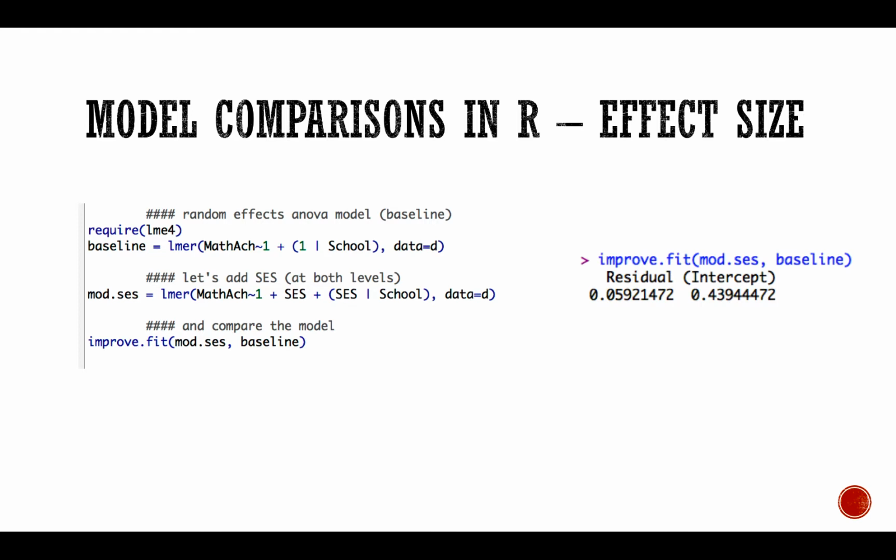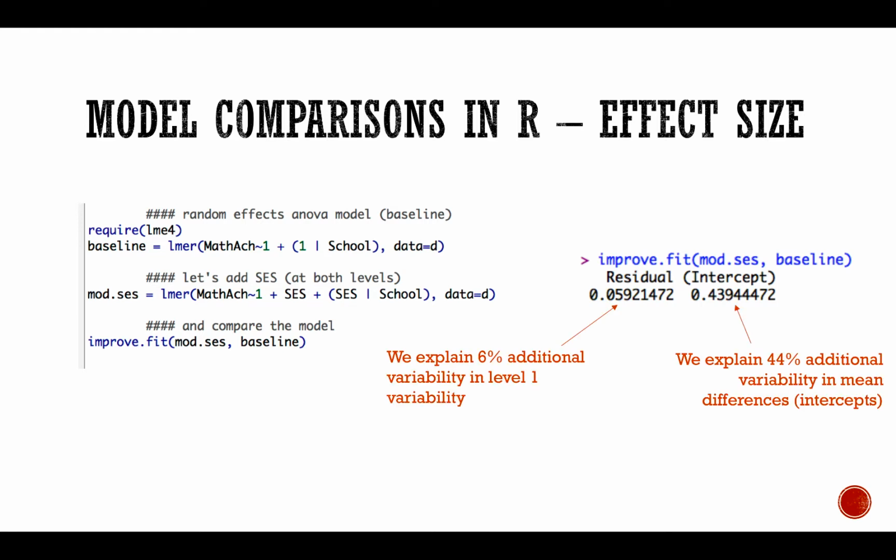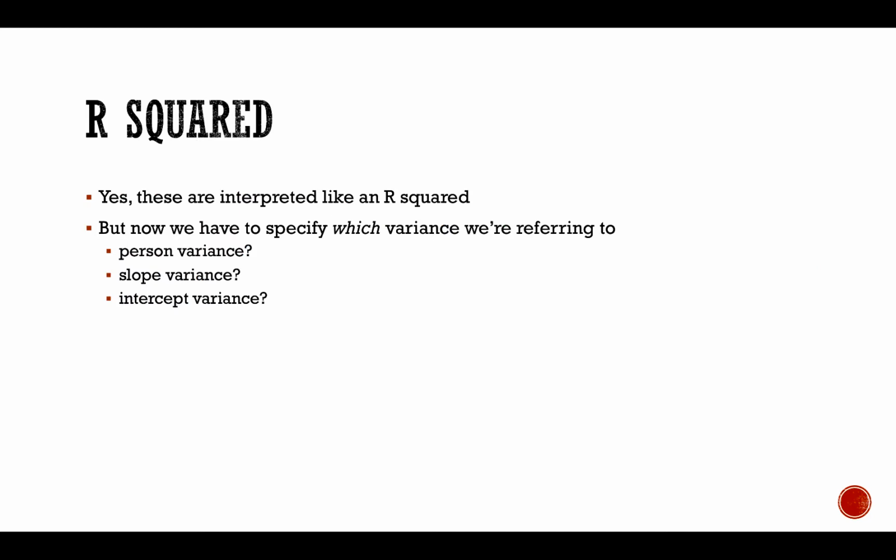It's actually super simple to do in R, at least with the improve.fit function. Not to toot my own horn or anything, but that's exactly what I'm going to do because it's awesome. So we explained 6% additional variability in level 1 variance, and we explained about 44% additional variability in mean differences, or the intercepts. So yes, these are interpreted just like an R squared measure.